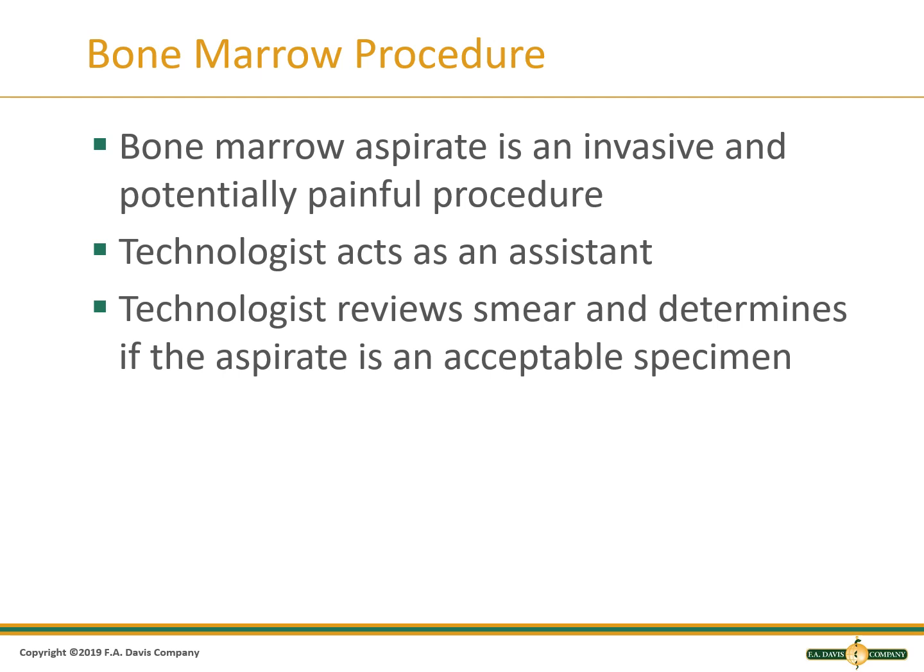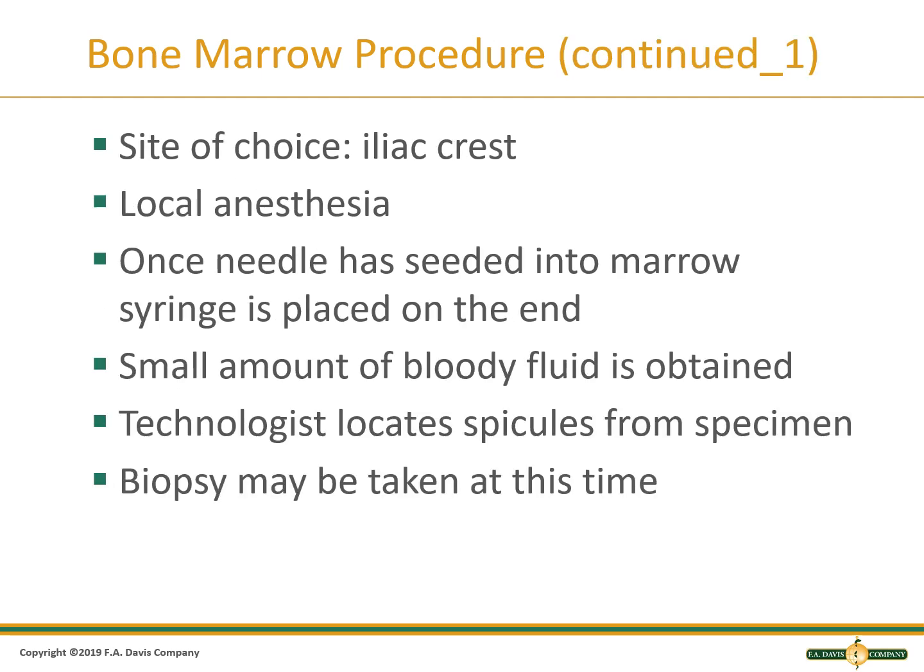The site of choice for the bone marrow aspirate is the iliac crest, as I mentioned earlier. It's at the top part of the hip. We do have a picture coming up that will show you that. They do give the patient a local anesthetic to numb the area. Once the needle has been seated into the marrow, the syringe is placed on the end. It's a corkscrew-looking device that they use.